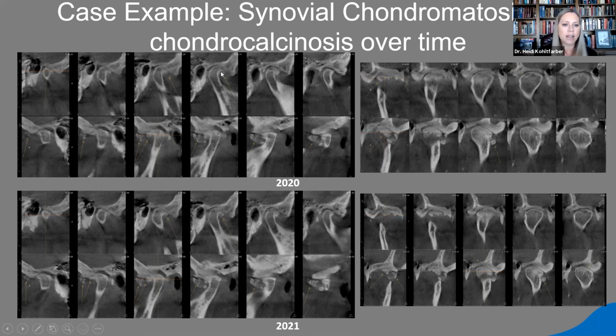Now on the other side, we do have an anterior osteophyte that's broken off. So we do have osteoarthritic changes, but our synovial chondromatosis or chondrocalcinosis tend to be more unilateral. Very rare to have those be bilateral.